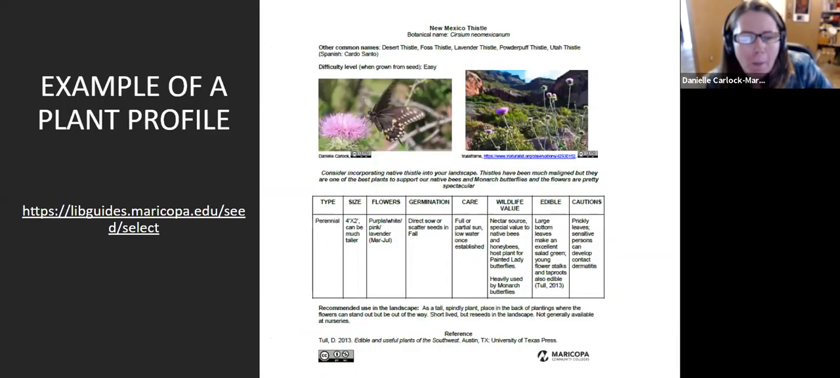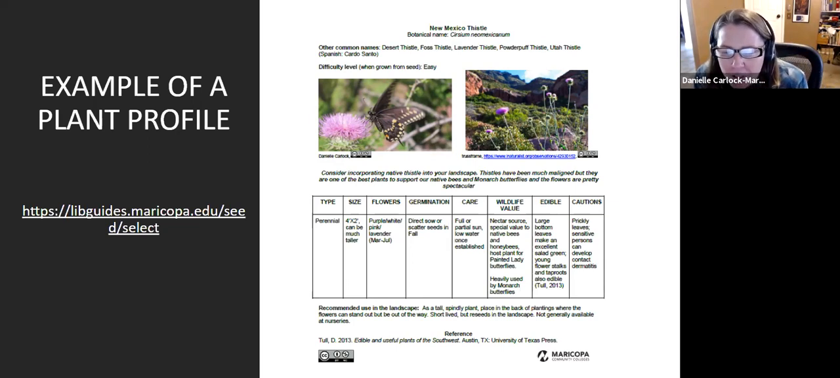Next slide, please. So here's an example of a plant profile for thistle. I included the scientific name, the common names, including in Spanish if available, some pictures, and the difficulty level. And then in italics is my little promotional piece for each plant, trying to give it a little encapsulated advertisement. And then in the chart, all the same kind of information that shows up in the packet, as much as I could fit on the packet label.